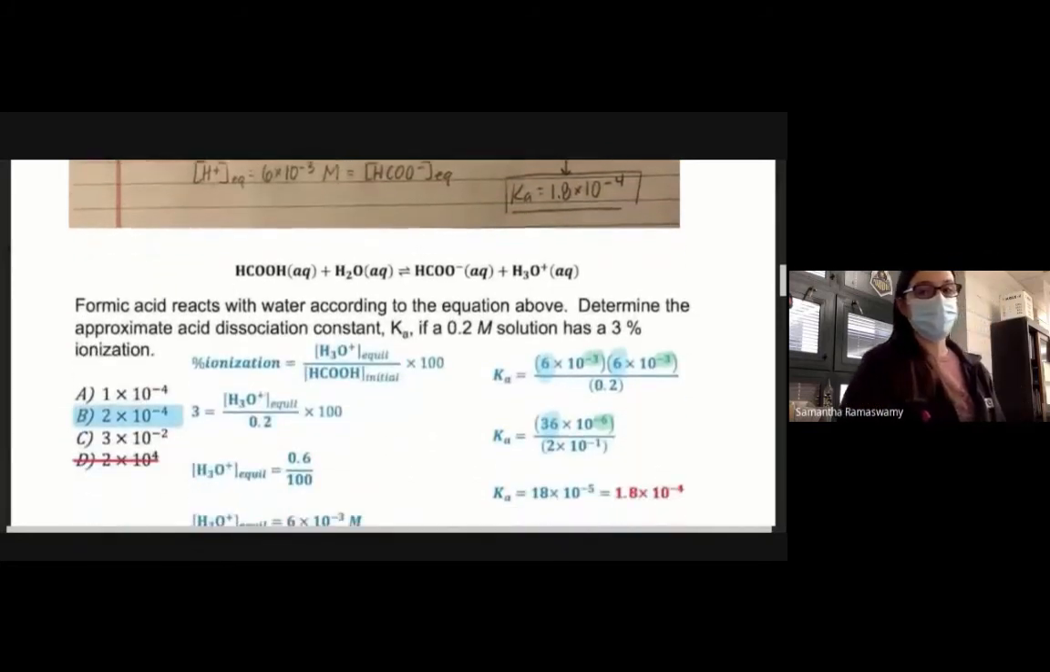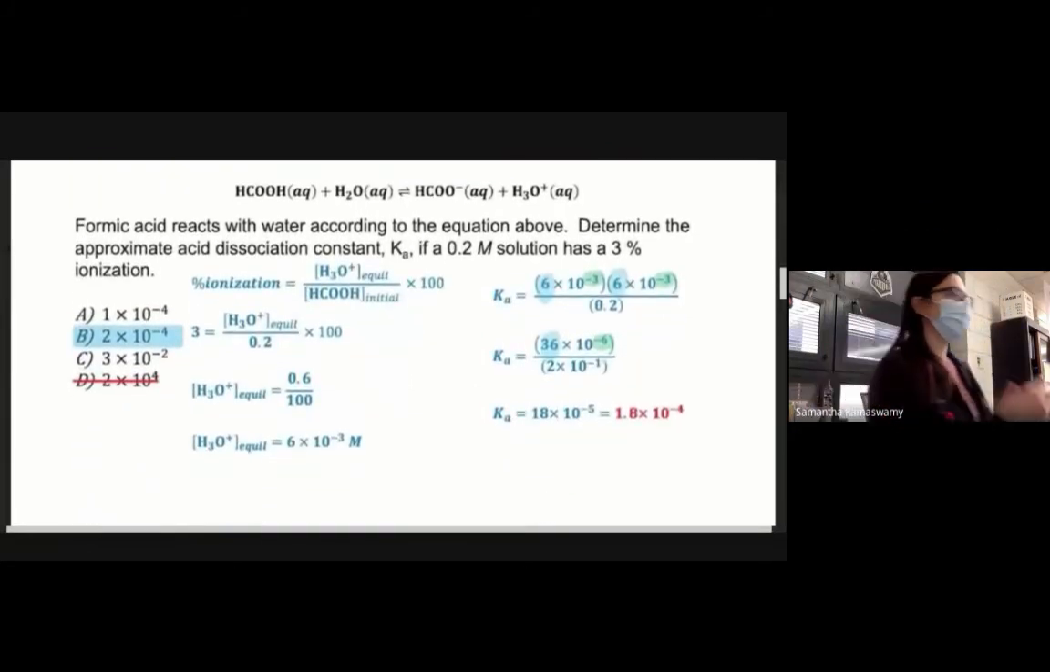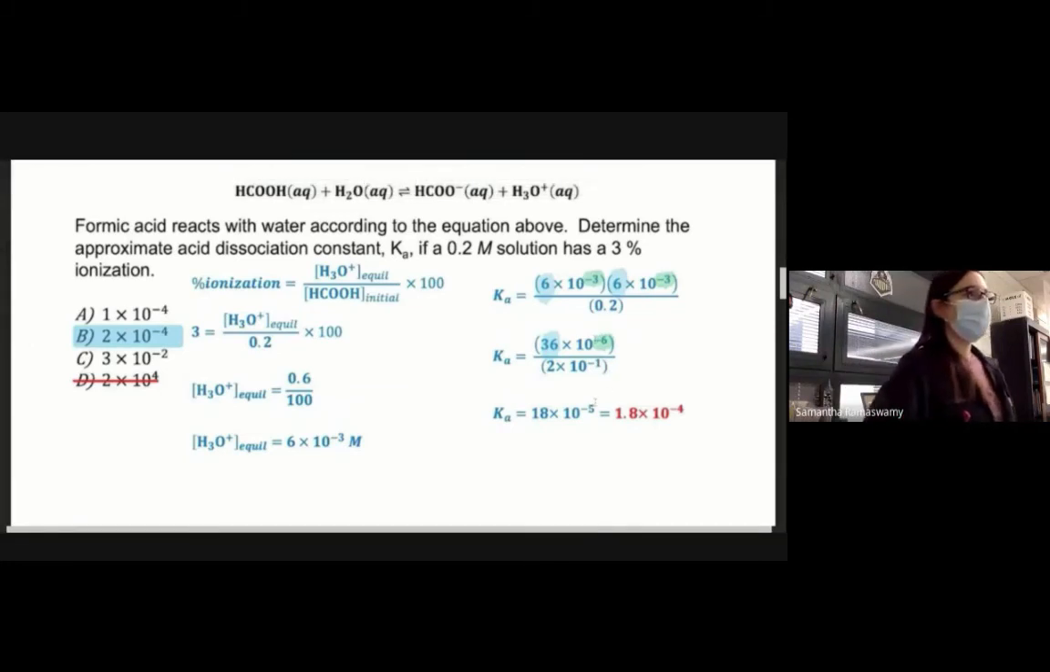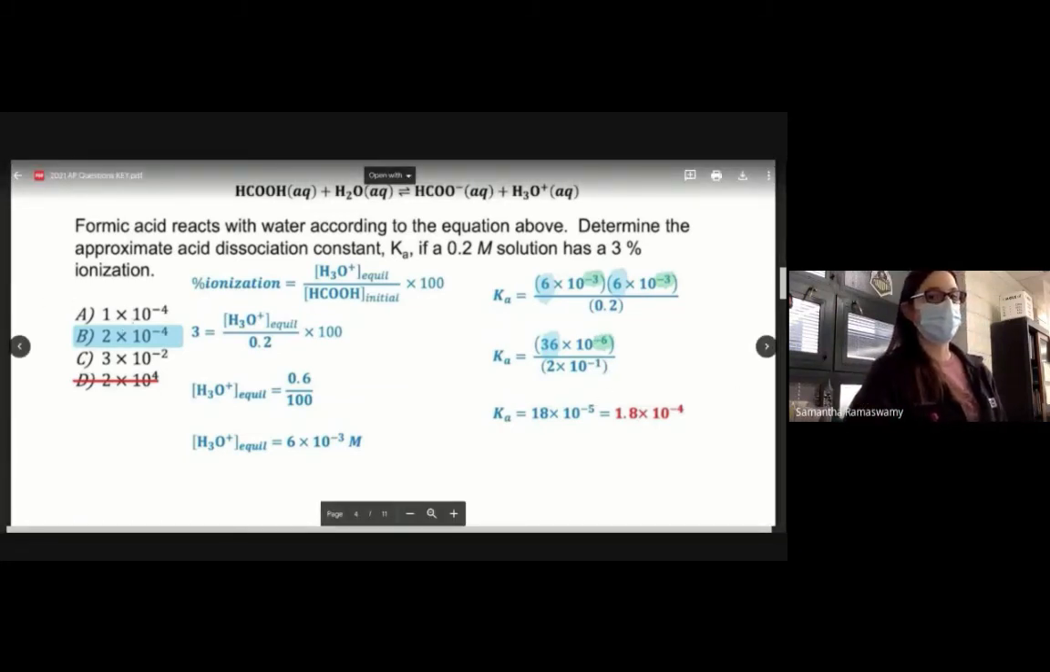So here's College Board's answer key. When you actually look at your answers, I know that some people did the math and got times 10 to the negative fourth, and so they immediately knew it was either A or B. And then when they did 1.8, that rounds up to 2. So the right answer is B.